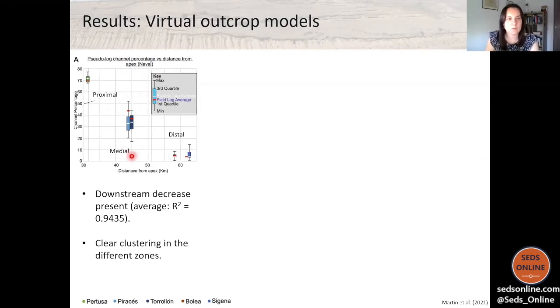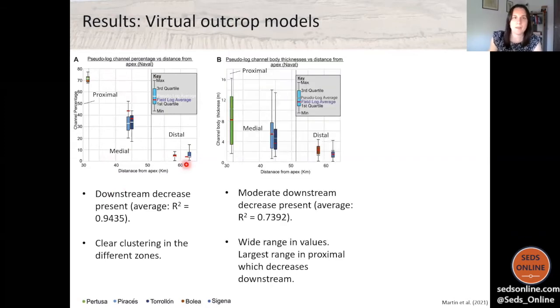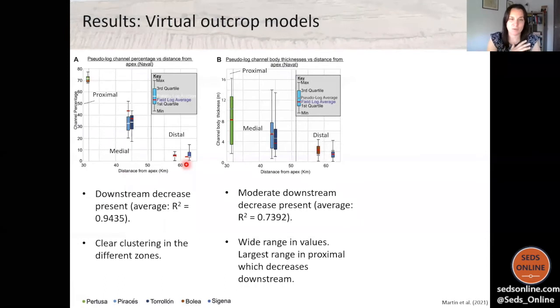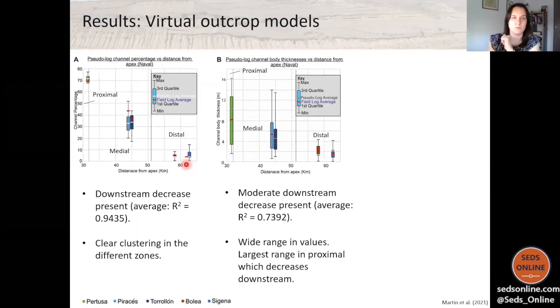But similarly with the field data set, we see a downstream decrease in channel presence, and we've got very clear clustering across the different zones with no overlap. Then we look at the channel body thickness, and we get a really large range in values here. We've basically got a lot more data. The largest range is in the proximal, and the range does tend to decrease as we go downstream, but there is a lot of overlap between those different zones of the system.